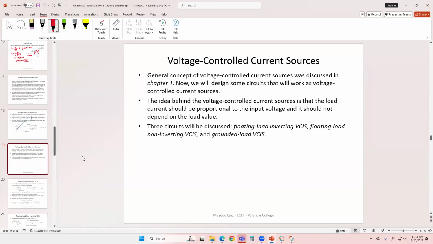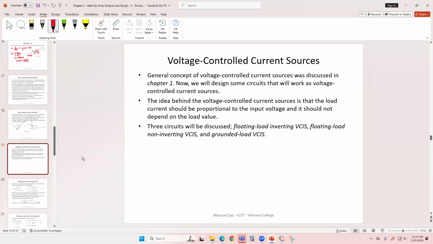Voltage controlled current sources. Last chapter we discussed that amplifiers act as controlled sources: voltage controlled current, voltage controlled voltage, current controlled voltage, and so on. So now we're going to look at some of the specific circuits for how to design these amplifiers as voltage controlled current sources and current controlled current sources. What's the idea of voltage controlled current sources?